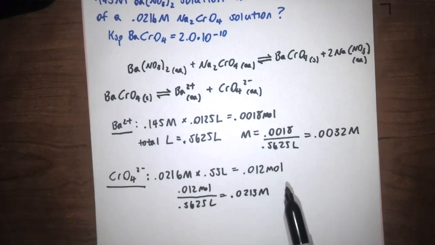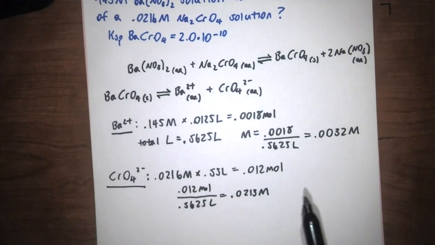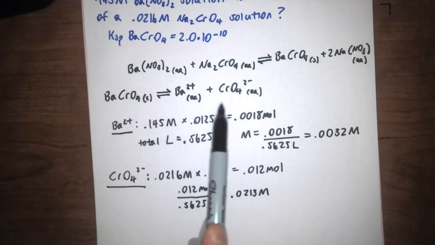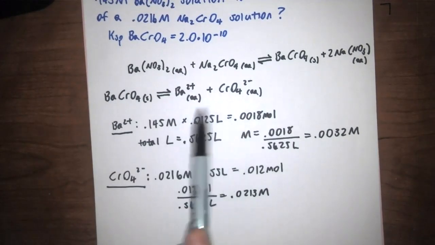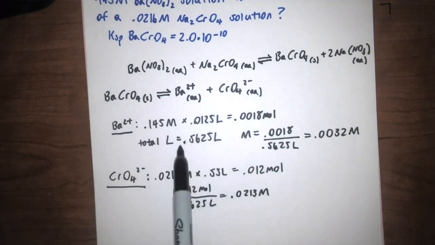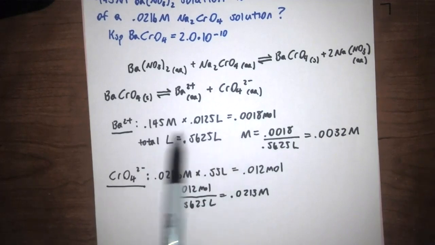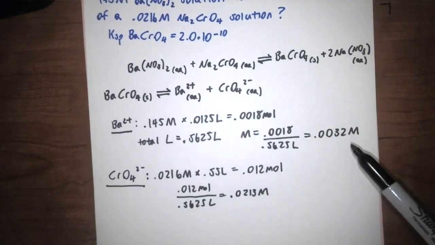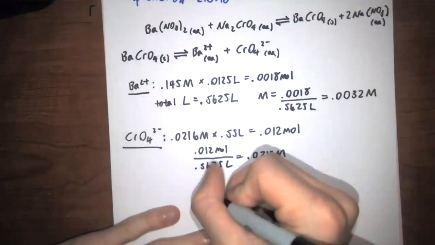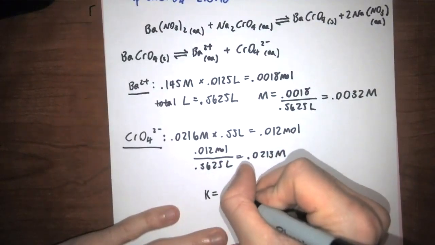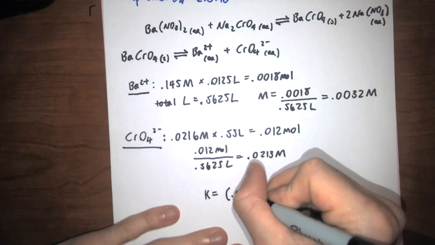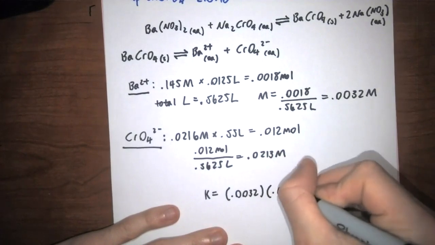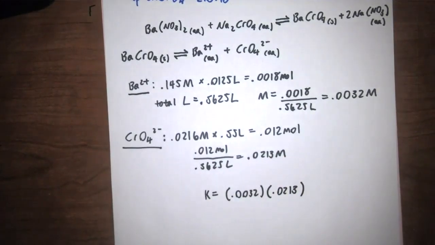What are we going to do? Well, if you want, we can take a look at the ICE table, but what do we notice? Everything's 1-to-1. So if I were to set up the ICE table, we'd have 0, 0, plus x, and then x and x. I'm not going to do the ICE table because you guys should realize it's 1-to-1. So then we just need to take K is equal to 0.0032 times 0.0213. Is this correct?